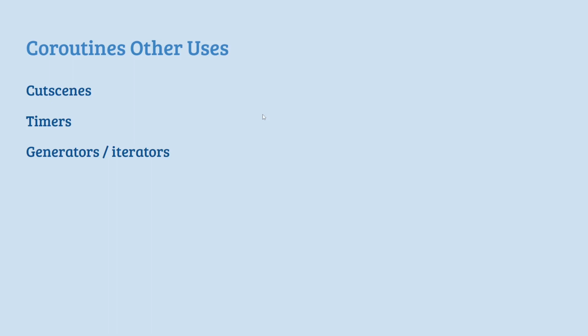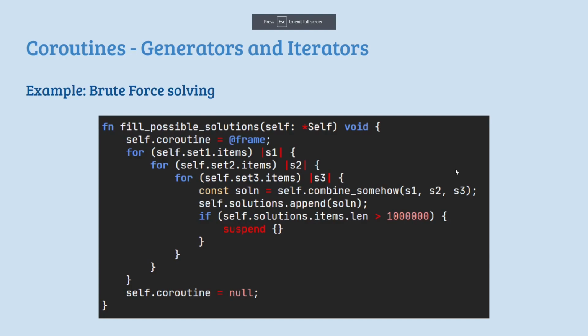So some other uses for coroutines are for cutscenes. A cutscene is in some sense a state machine that you go from, for example, scene 1, fade, scene 2, etc. So coroutines are useful here. Similarly, timers and generators and iterators.